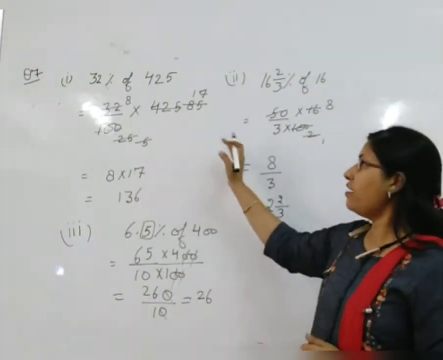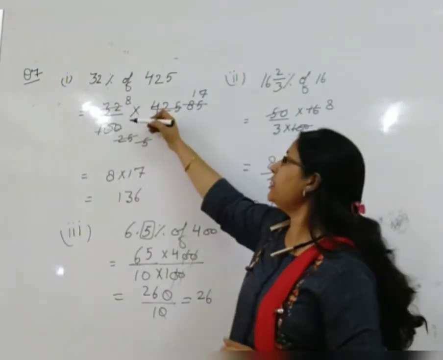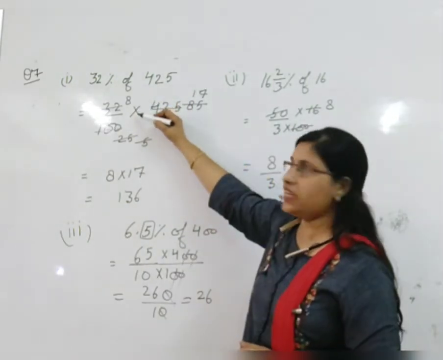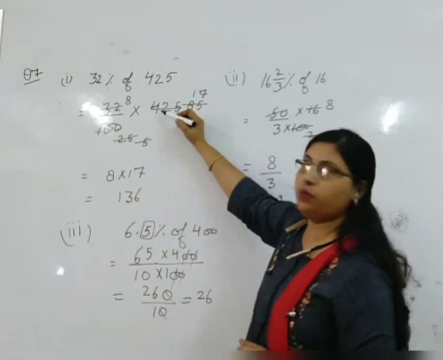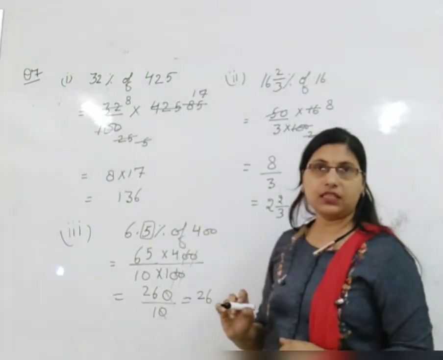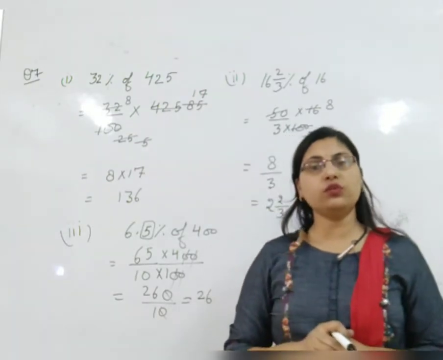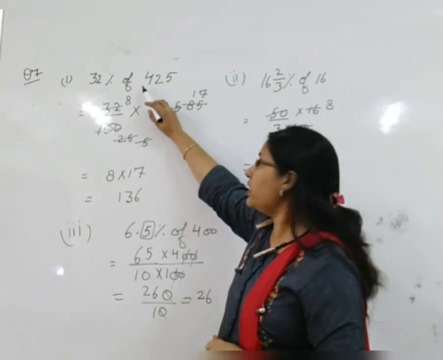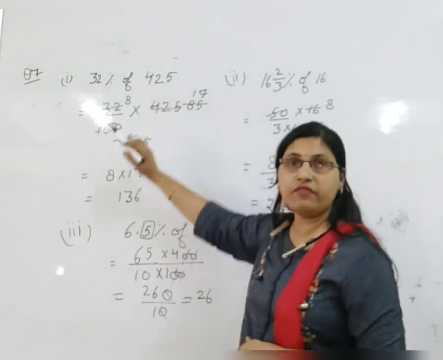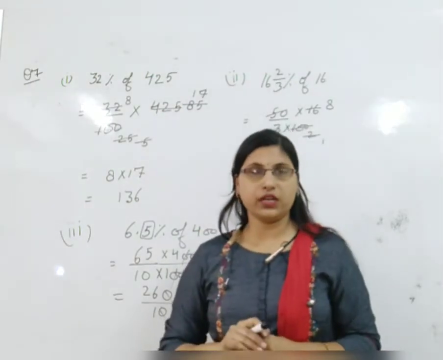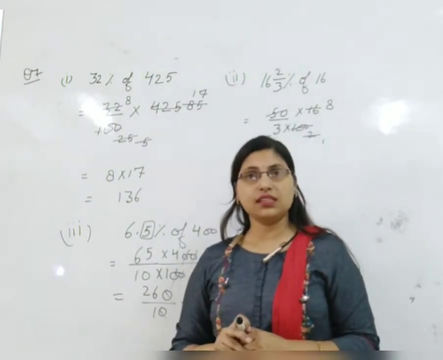So simply we have to remove the percentage sign by the 100 in denominator, and this of will be replaced by multiplication. This number will go in numerator. Right? Same thing we have done in all the parts. In the next question we also do the same thing. But here the unit is written. Somewhere rupees, somewhere meter, somewhere kg, gram. So in answer also we will write the same unit. And rest of the process is same.